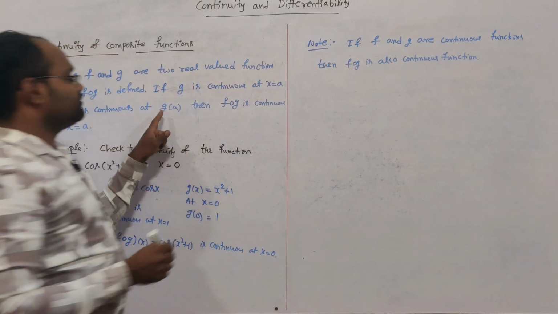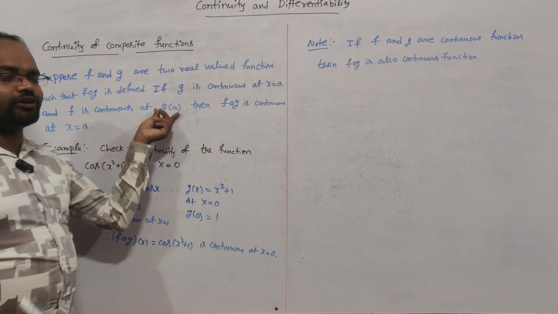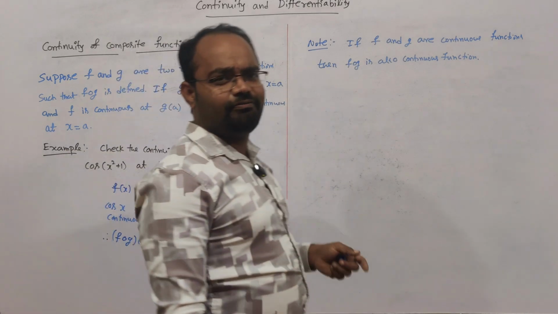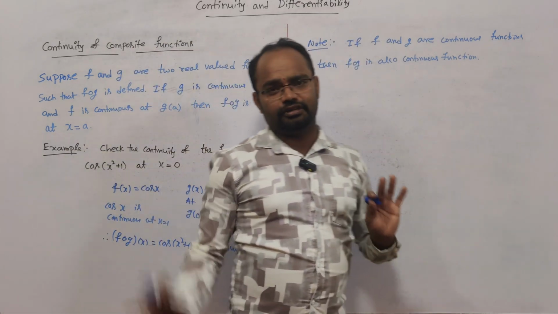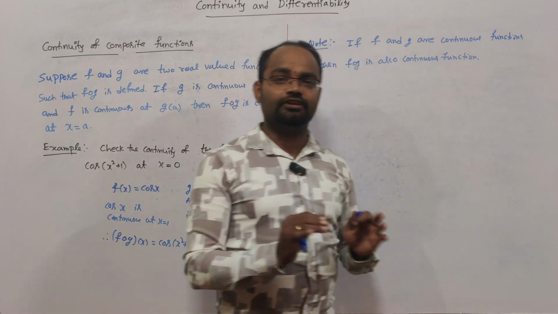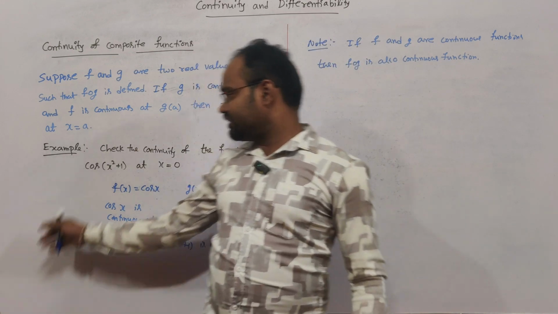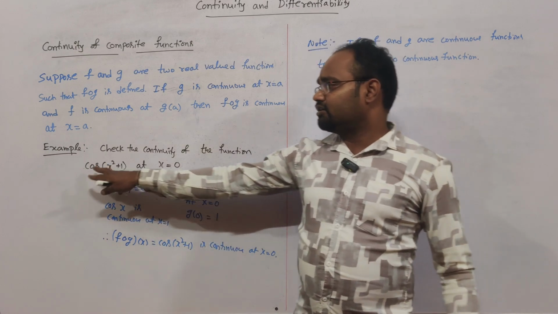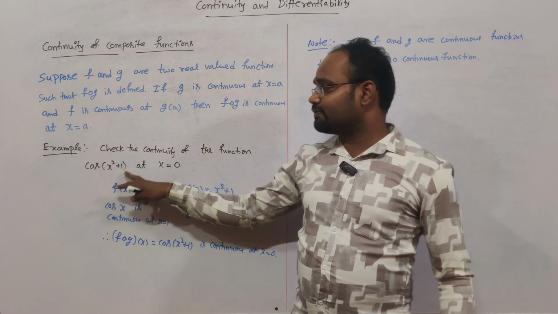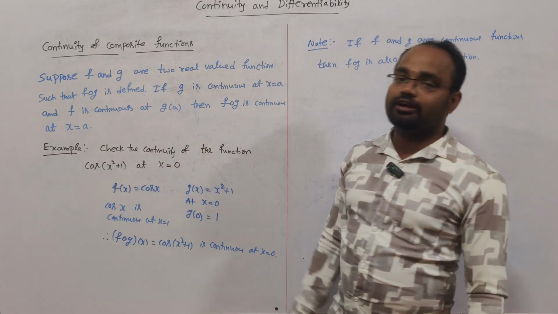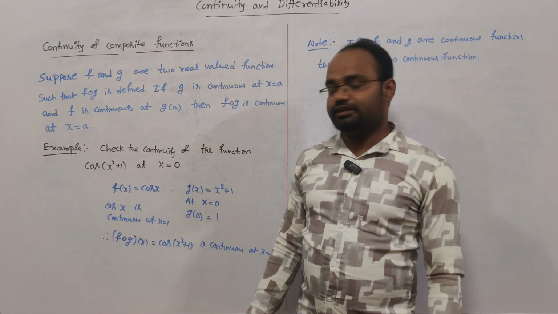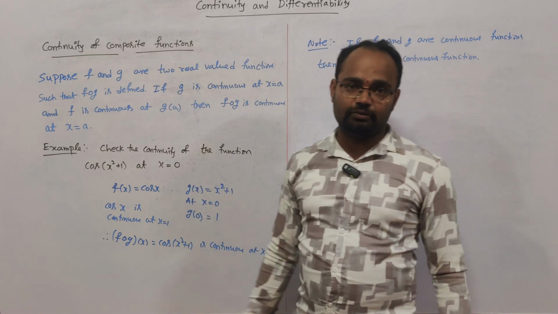At a point we would have to check g of a, but if they are continuous, obviously g of a will also be continuous. So therefore no need to check for that point if both are continuous functions given. In this case also we can see that cos is a continuous function, x square plus 1 is also a polynomial, a continuous function, and their composition will become continuous. At x equal to 0 we can decide like that.